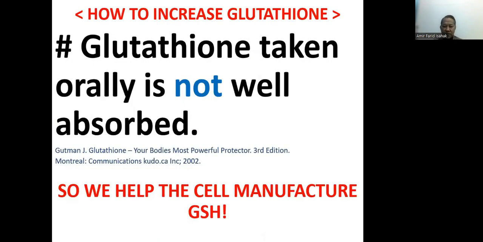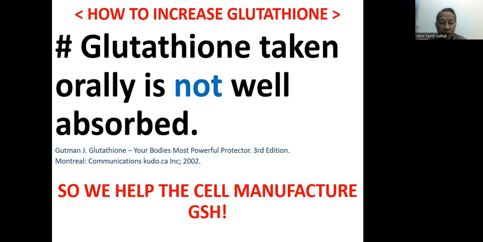So how to increase glutathione? The first thing you need to remember is that glutathione taken orally is not well absorbed. I've explained that glutathione present in our food, plants, and animals cannot be relied upon as a source to increase our glutathione levels, because glutathione just gets digested when ingested. So likewise with glutathione supplements.